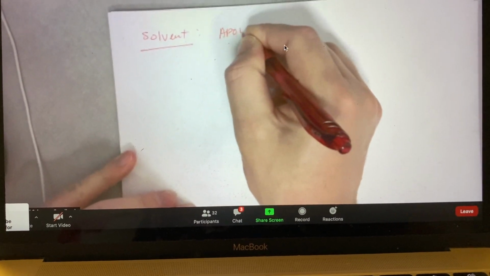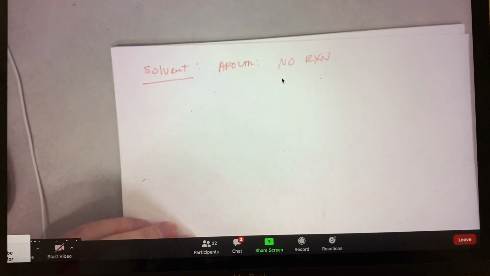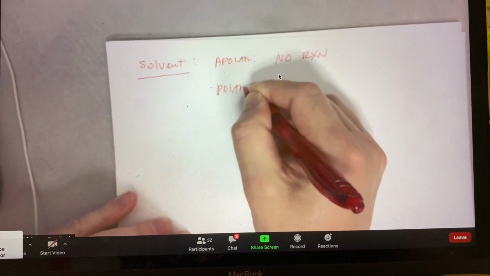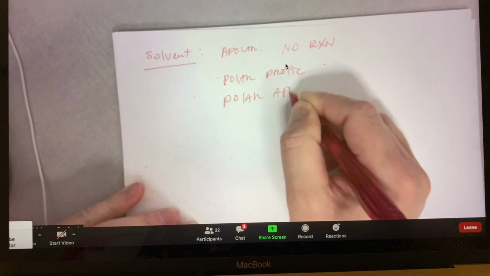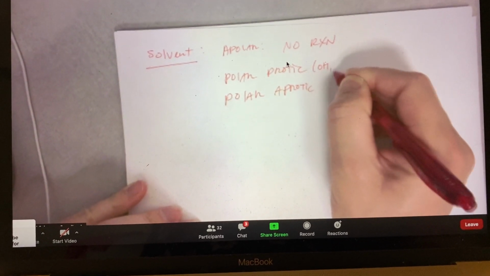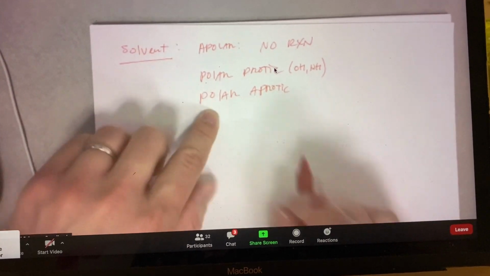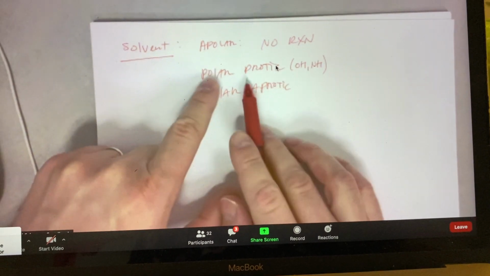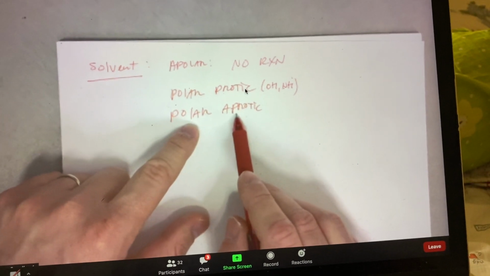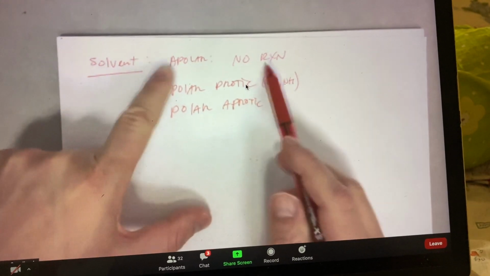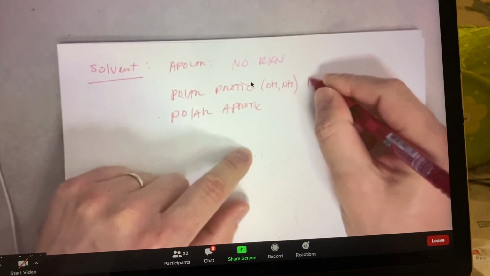We have apolar solvents, no reaction. Same for SN2. We have two other kinds, polar protic and polar aprotic. Recall that the product had OH or NH groups in it. For SN2, this was our preferred solvent, the polar aprotic. Polar protic worked, but it was slow. We learned why. You don't need to know why, but we do need to know that this is the best for SN2 and this is slow. And this one doesn't work. SN1 doesn't work. SN1 preferred.